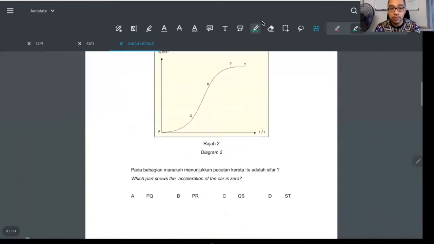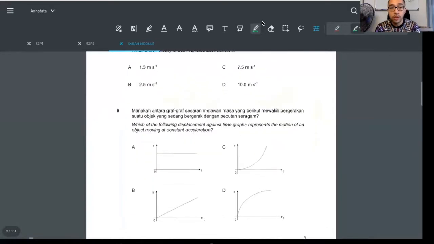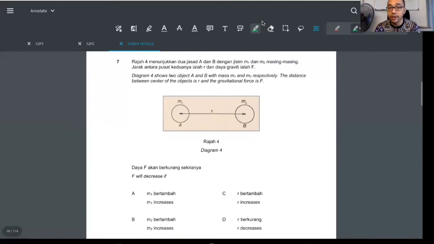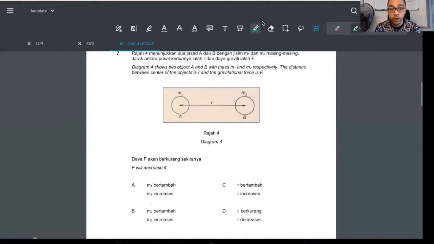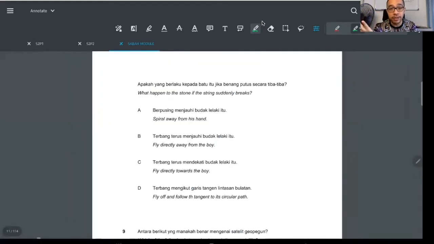Okay, question number 4 is chapter 2. Question number 5 is also chapter 2. Question number 6, also chapter 2. Question number 7, this is gravitation already, because there's a force between the two. Question number 8, the centripetal force. Centripetal force is chapter 3.